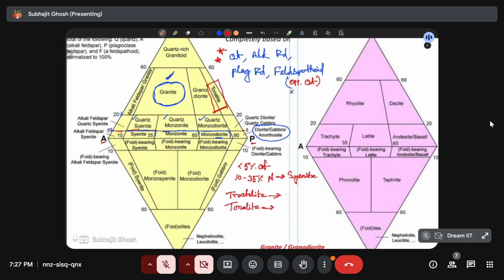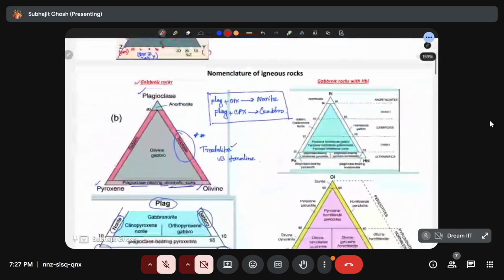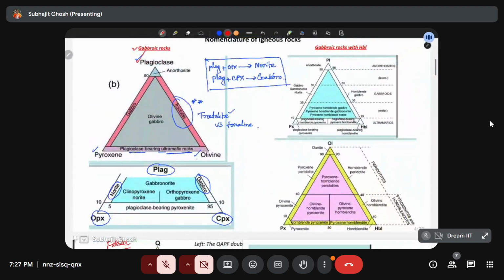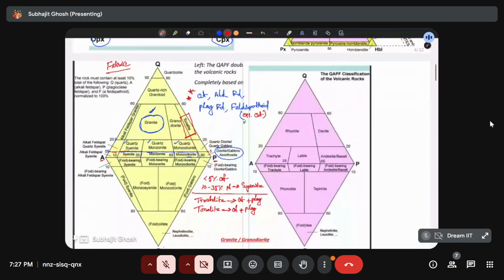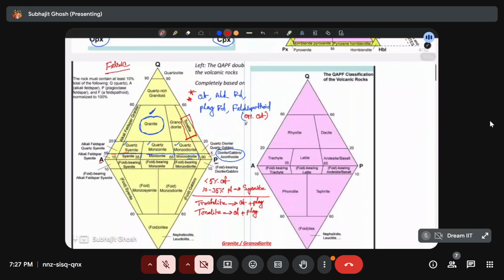क्योंकि टोनालाइट का composition क्या है? Quartz plus plagioclase. So what is the troctolite composition? Olivine and plagioclase. Olivine plus plagioclase, right? Yes. Olivine plus plagioclase. So question will be like that. But you have to remember. Okay, tonalite and troctolite.